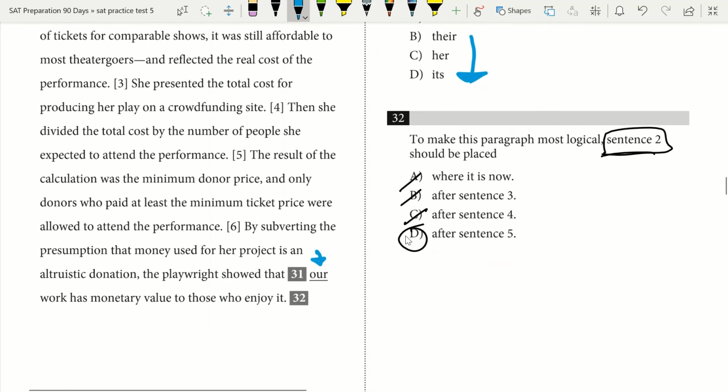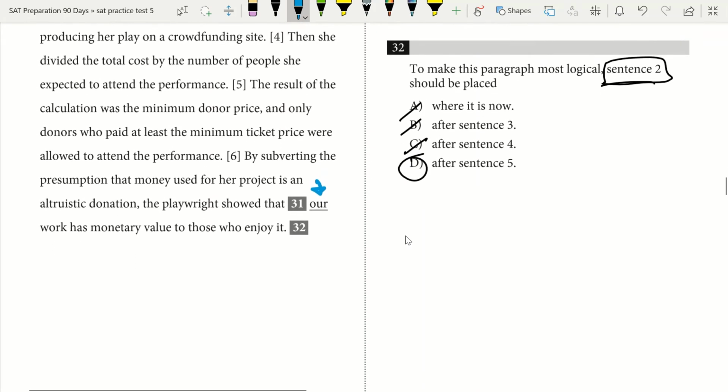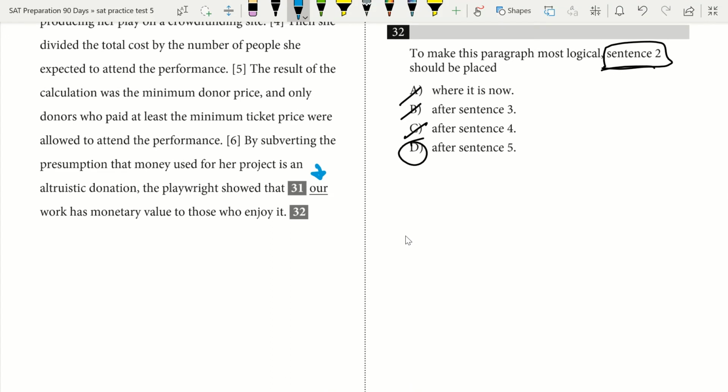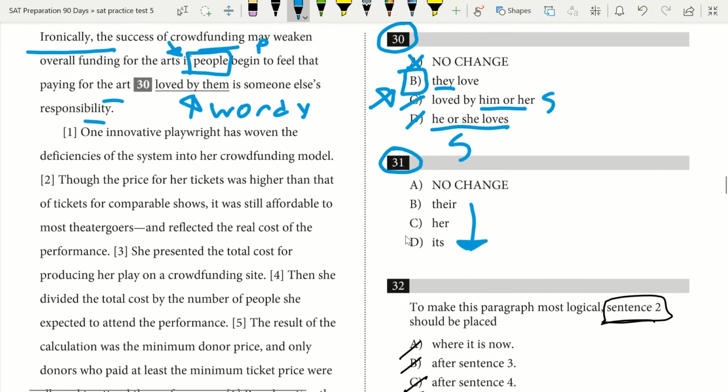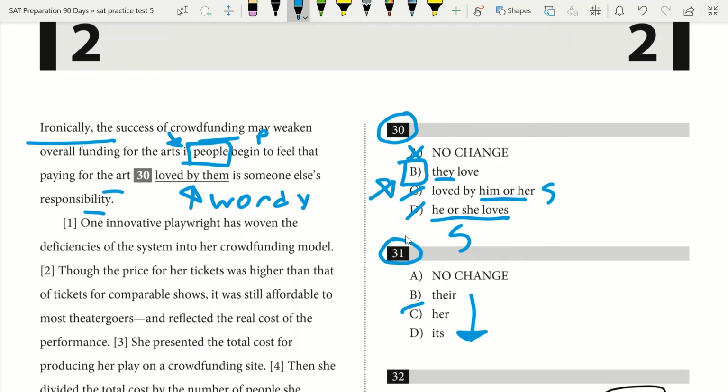Now, in order to determine which pronoun should be used, I have to find my antecedent once again. So I'm going to look for my antecedent. I'm going to start in my sentence: by subverting the presumption that money used for her project is an altruistic donation, the playwright showed that her work, right? We know the playwright is female because it's her project and it's her work. So we want to maintain that parallel structure, or parallelism, between it being her project and it being her work. It has monetary value to those who enjoy it. So our answer there is going to have to be answer C. We want her there.